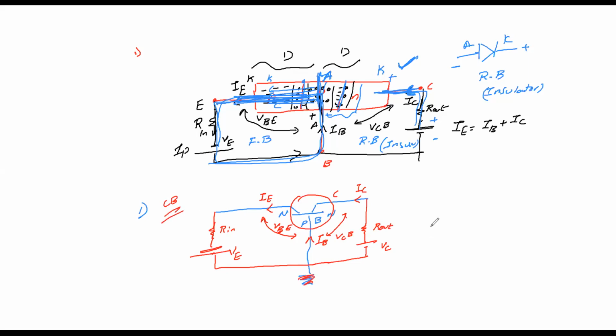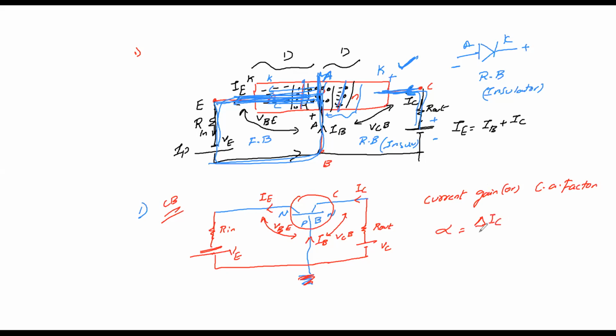When we are discussing the common base configuration, there is a term called current gain. I'll give the relation for current gain and voltage gain directly. Current gain, or current amplification factor, for the CB configuration has the symbol alpha. Alpha is the ratio of change in output current to change in input current.